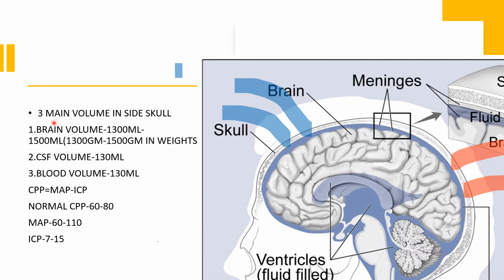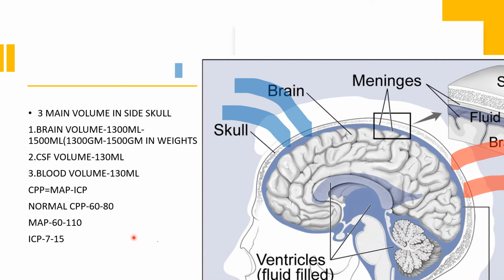I told you there are three main volumes: brain volume, CSF volume, and blood volume. Together these are called the Monro-Kellie doctrine. So if there is any increase in these volumes, ICP will increase.